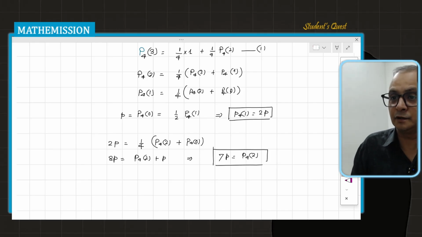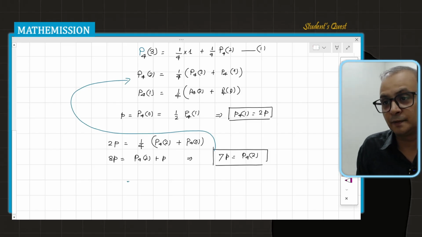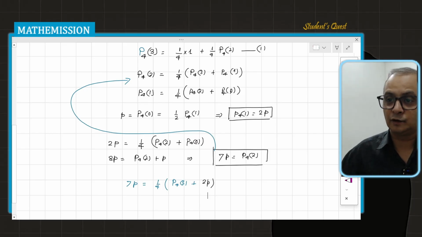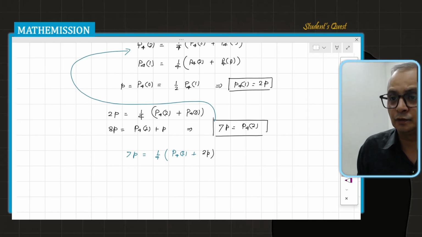Let me mark it, otherwise it will be difficult to understand. I'm substituting this thing there. So this is going to be 7P, and there is going to be 1/4 of P43. P43 I don't know, and P41 I know. P41 is 2P. So let's substitute this 2P there, and let's calculate it. So this is going to be 28 minus 2. 28 minus 2 is 26P, and that is P43.